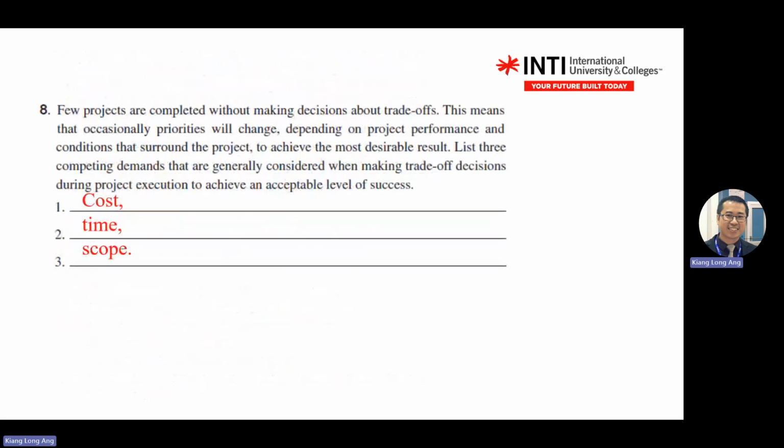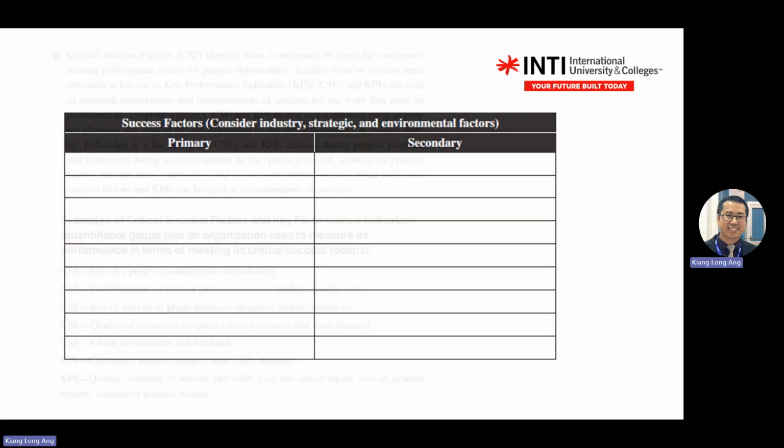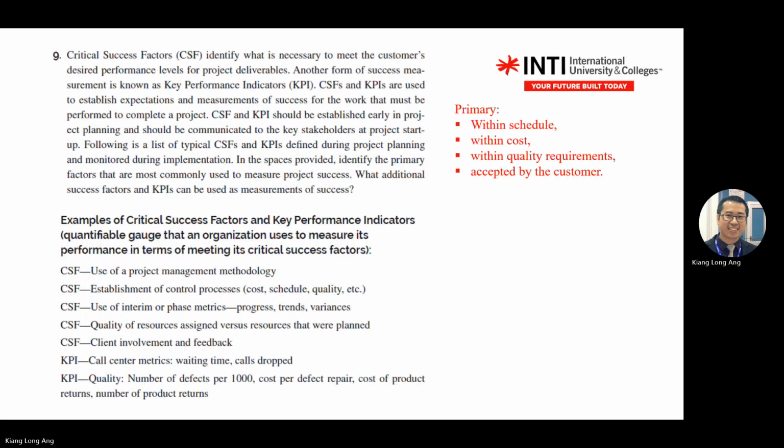These are the 3. Then this is a critical success factor and KPI. So this one I think I didn't give you all the things, right? So this one you read number 9. There is a success factor in the primary and secondary. Okay, primary and secondary. The primary one I'll give you all.